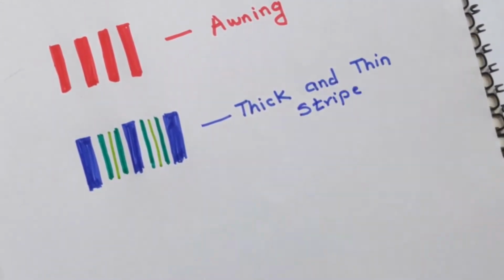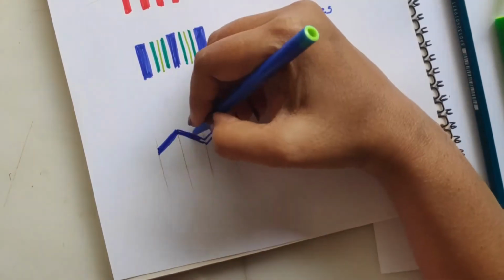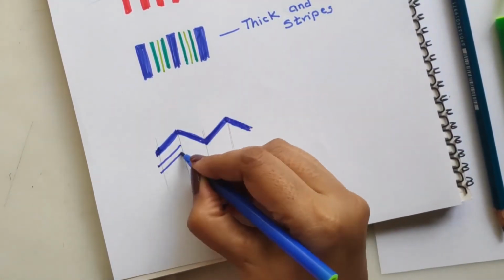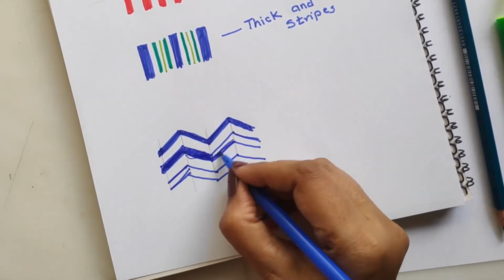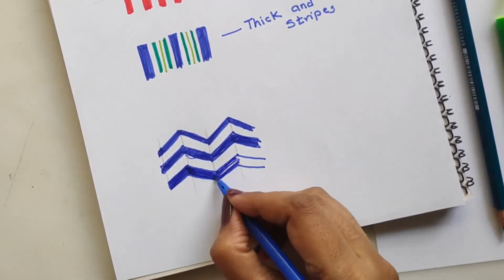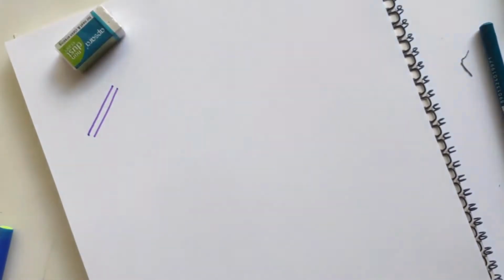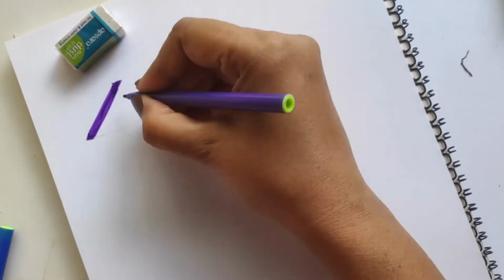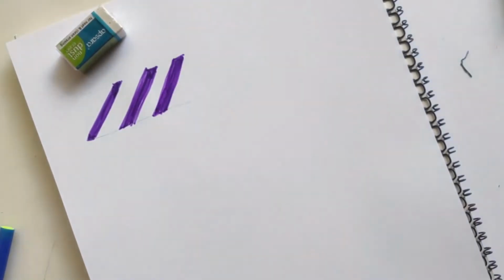Then you have thick and thin stripe. It's multicolored also, or it could be a single color. The idea is thick and thin. Then we have a zigzag stripe. Now, as a designer, it's very important that you should know all the different kinds of prints, be it stripe, be it checks, be it plaids.